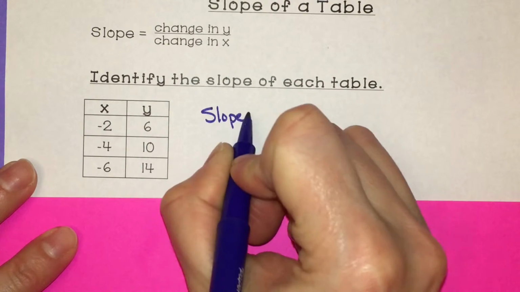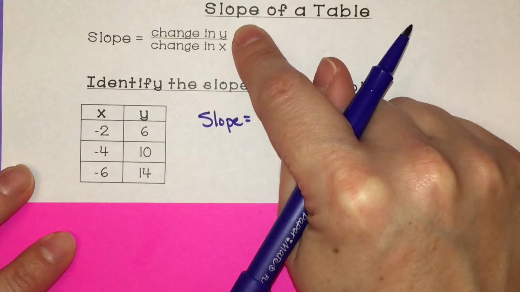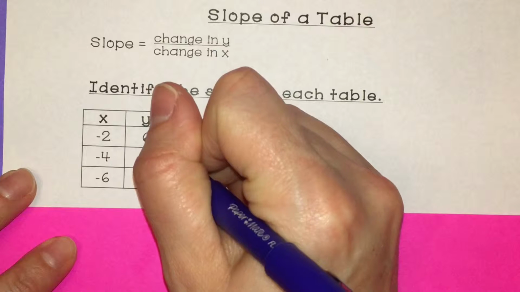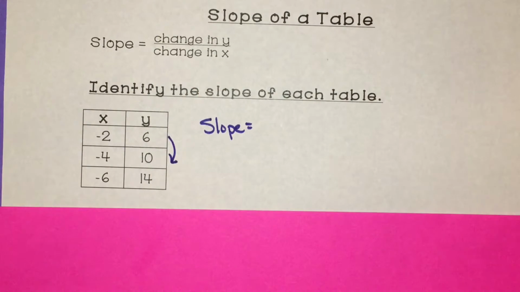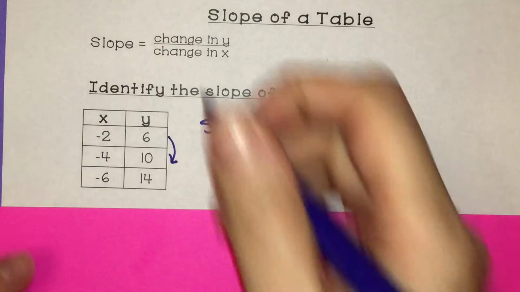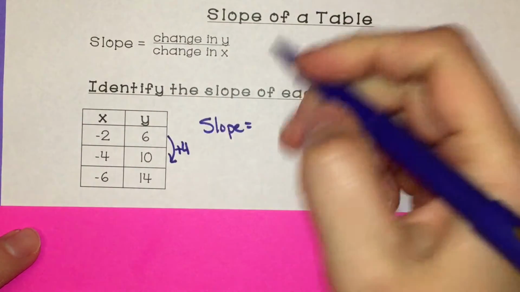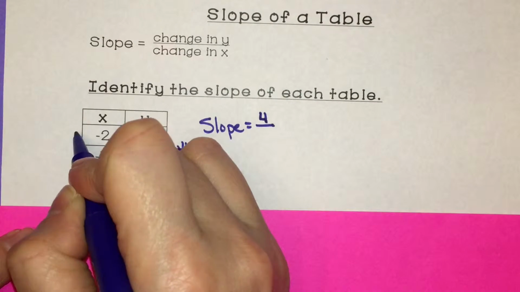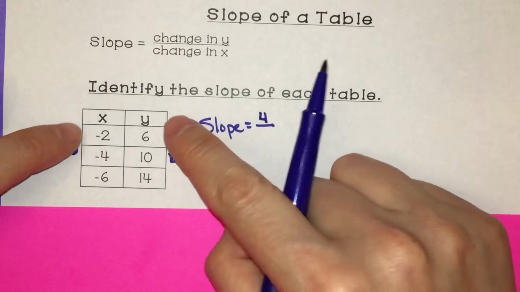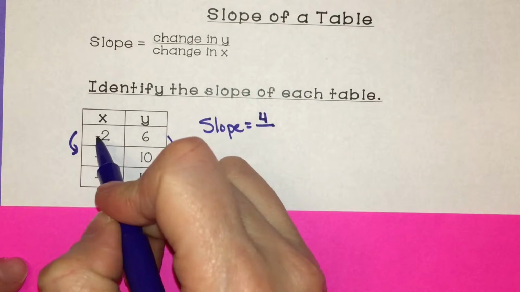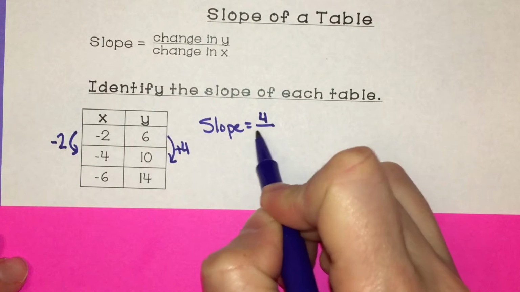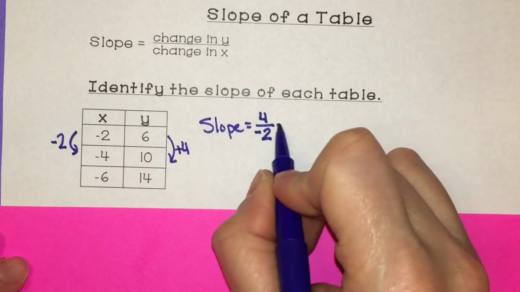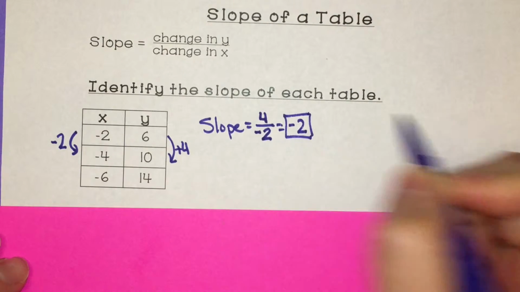So to find the slope, we're going to do the change in the y values. If I look at this first point, on the y values, to go from 6 to 10, if you're at 6 to get to 10, you're going to add 4. So the change in the y values is positive 4. Then I look at the change in the x values between the same two pair of points. To go from -2 to -4, you're going to subtract 2. So the change in the x value is -2. 4 divided by -2 is -2. And so our slope is -2.